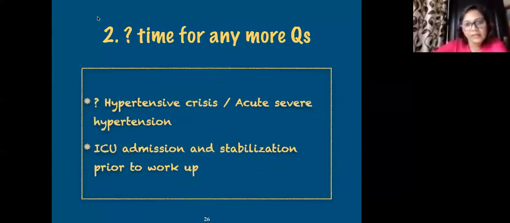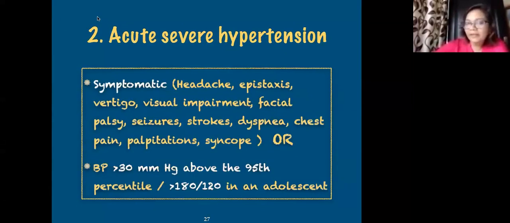So what do you mean by acute severe hypertension? It means that the patient is either symptomatic, which could be either headache or epistaxis or vertigo, visual impairment, sometimes facial palsy, seizures, maybe stroke, dyspnea, maybe chest pain, palpitation, syncope. Or if you do not have any symptoms, but the blood pressure is more than 30 millimeters of mercury above the 95th percentile, or more than 180 by 120 in an adolescent, you can directly admit the patient to ICU and stabilize the blood pressure before you start doing any further workup.